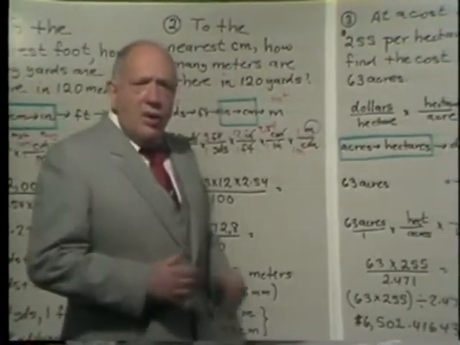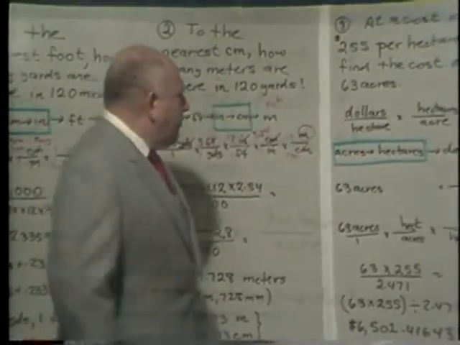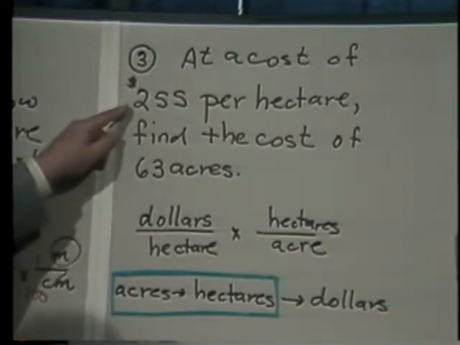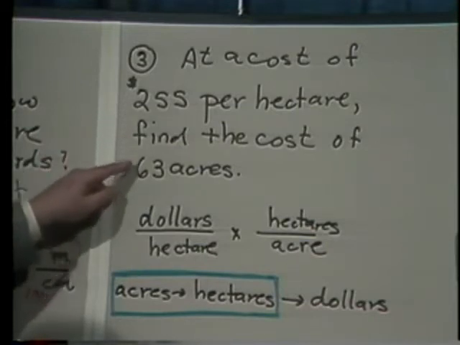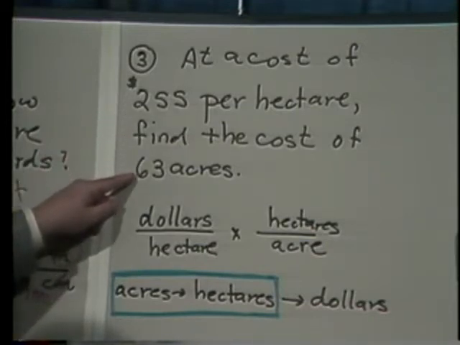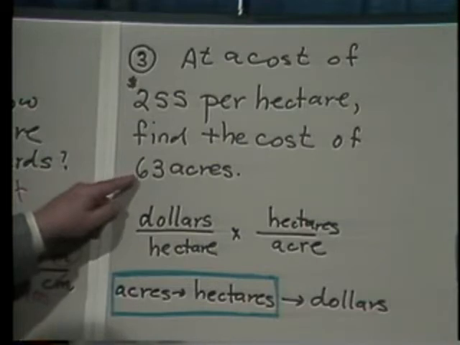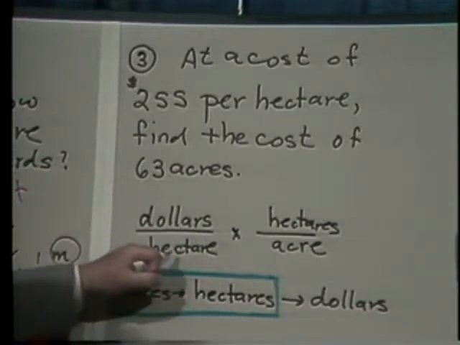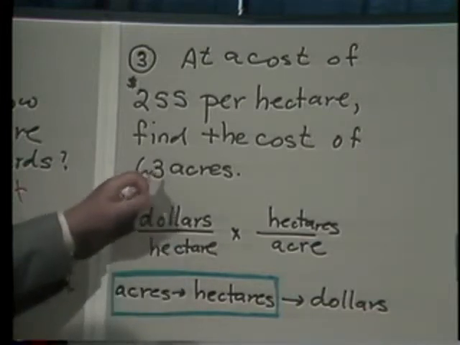Let's apply it now to a real estate problem. Let's suppose, again, that you're buying a lot of land in a country that uses the metric system. You're used to the English system. So the price is given per hectare, but you're thinking in terms of acres. So the problem says at a cost of $255 per hectare, find the cost of 63 acres. You see, you're given dollars per hectare, but since you're buying, you understand what's happening over here?